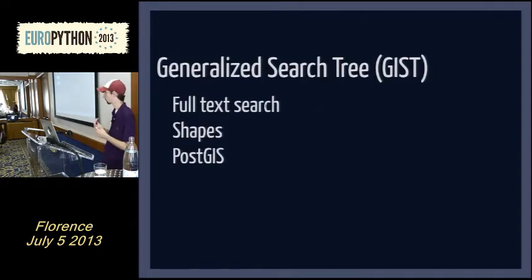GiST, the rough rule of thumb is full text search. Shapes. And then a more narrow case of shapes is PostGIS. So if you're doing anything with Django, GiST is the one you want. And again, sometimes GiST will outperform GIN and vice versa, but these are pretty much the rough rules of thumb here.